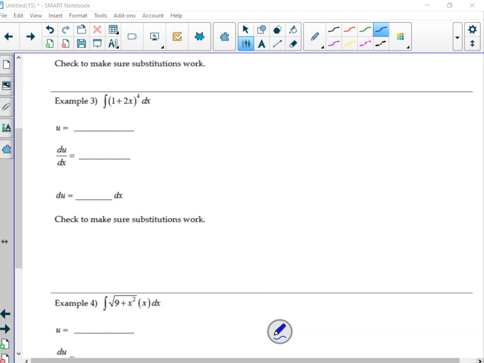Now, if you're thinking back to the first problem we did and you're like, "Oh, so why did we do it that way?" Well, because that is a possibility. We could do problem 3 by expanding it: 1 plus 2x times 1 plus 2x times 1 plus 2x times 1 plus 2x. FOIL, FOIL, FOIL, FOIL, FOIL, FOIL, FOIL. Combine like terms, antiderivative. That would work.